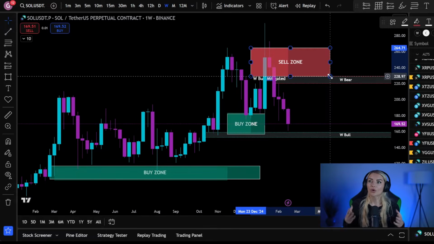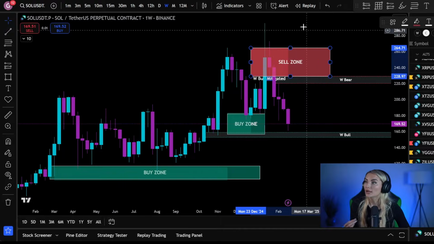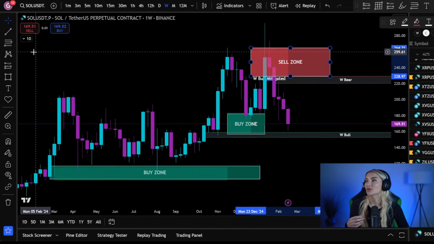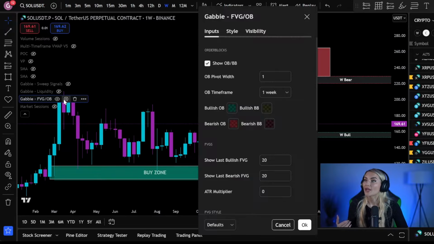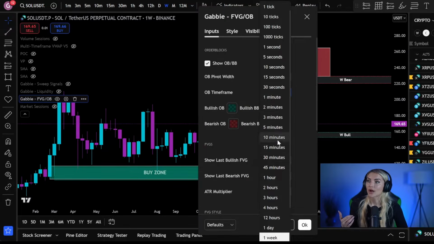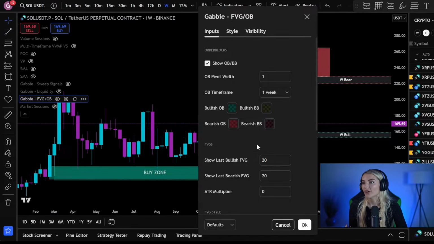Now, these are the order blocks on a weekly time frame. The beauty of this indicator is that you can actually get the order blocks and the breaker blocks on any time frame. Right here, you just go on settings on order blocks. You can change the colors if you want to. You can pick how many fair value gaps as well you want to see with that indicator. I've picked 20. That works for me.